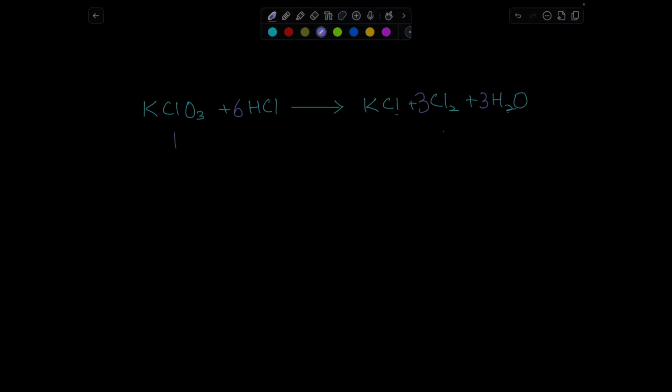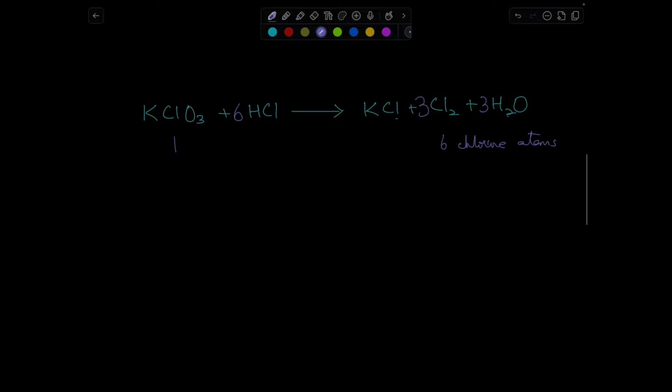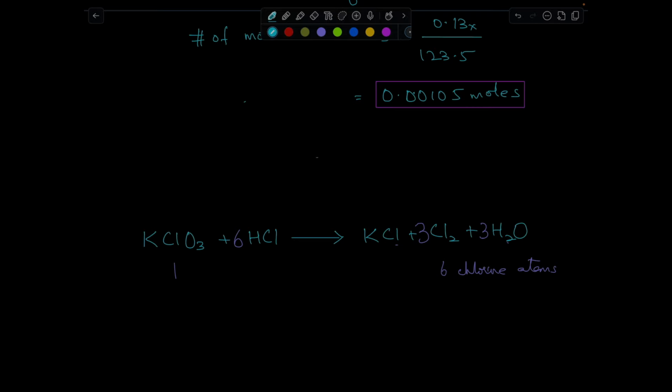We see that 1 mole of potassium chlorate gives us 6 moles of chlorine atoms, and 1 mole of potassium chlorate reacts with 1 mole of acetanilide. So there are 6 times chlorine atoms present, and so we have to multiply 0.00105 by 6 to get the number of moles of chlorine atoms, and that gives us 0.0063 moles of chlorine atoms.